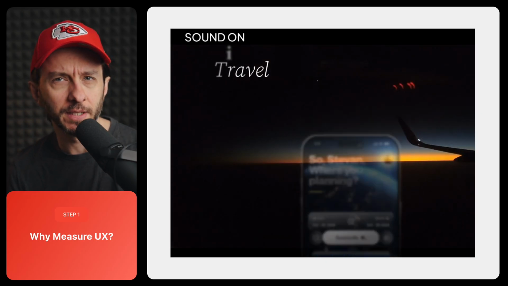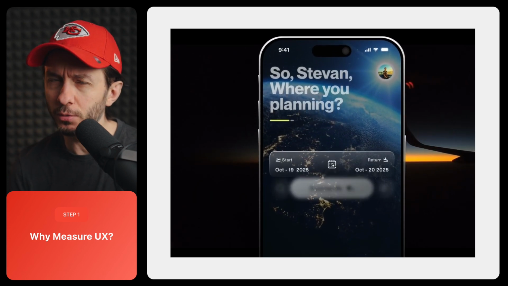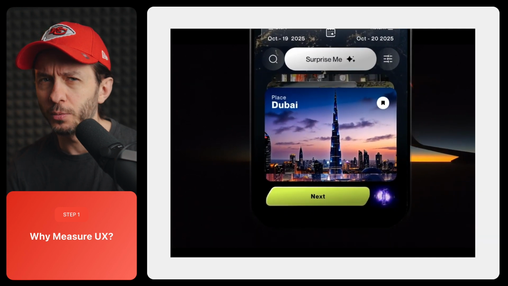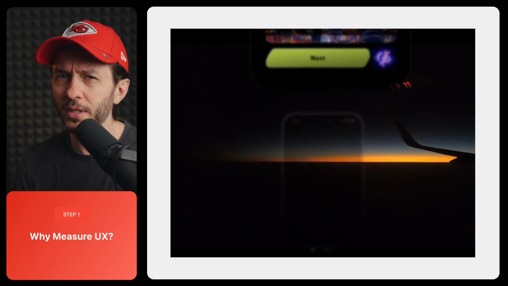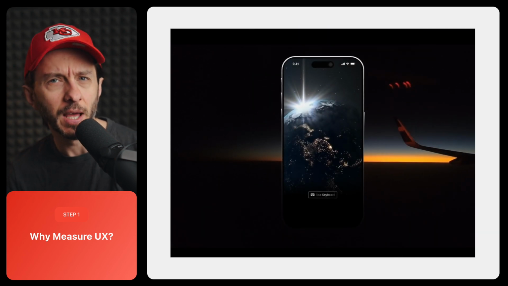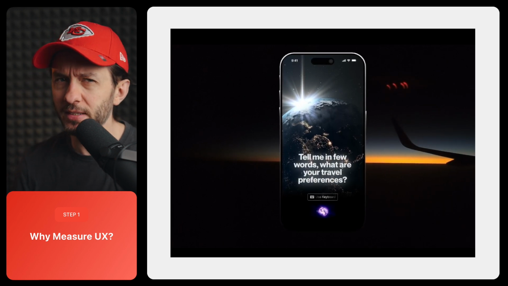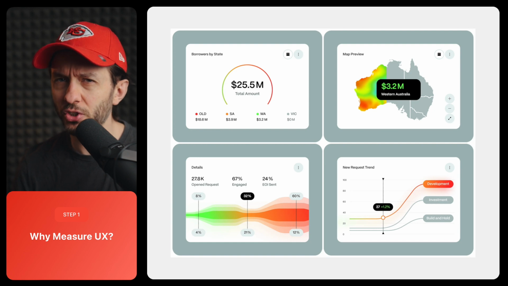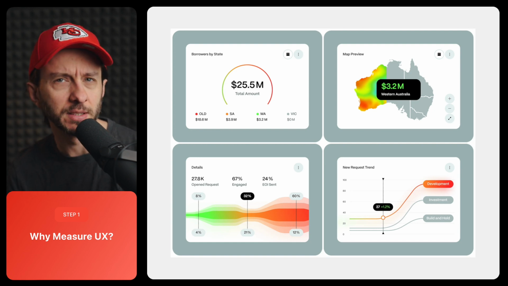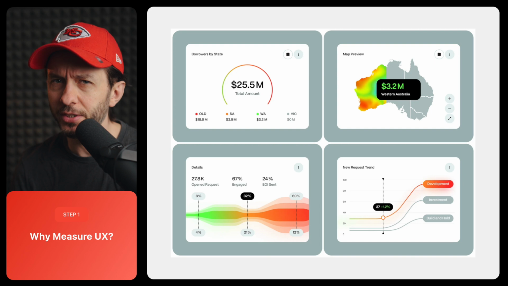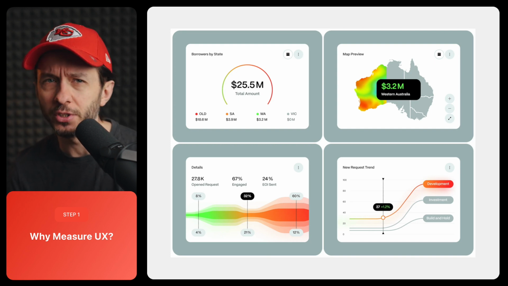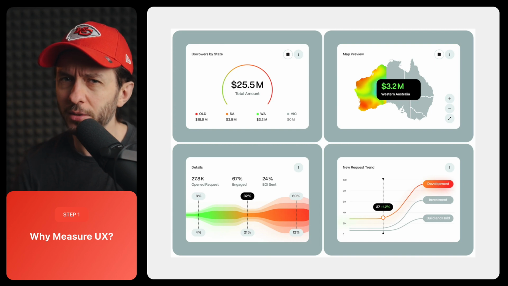Imagine you just designed a beautiful new app. It looks amazing, sleek and modern. But there is one tiny problem. No one can figure out how to use it. Ouch. That's what happens when UX isn't measured. Measuring UX isn't just about fancy charts and numbers. It's about understanding your users and making data-driven decisions. If you don't measure it, you cannot improve it.